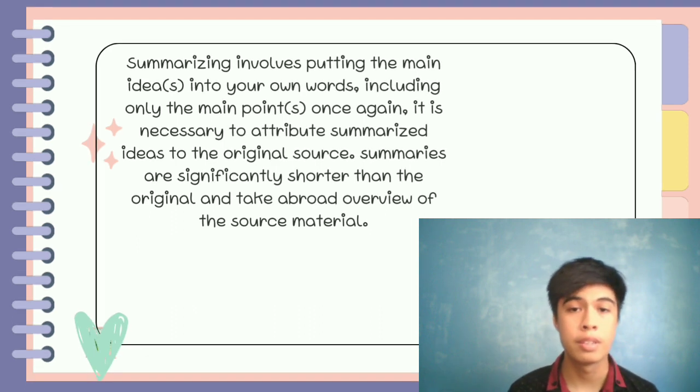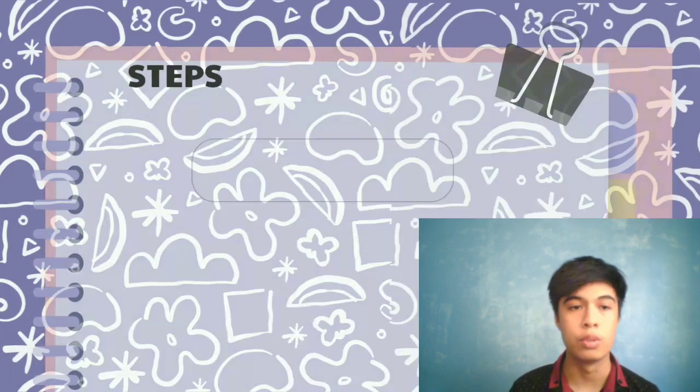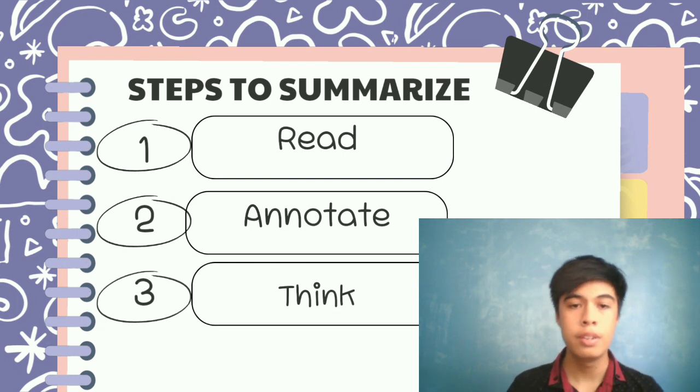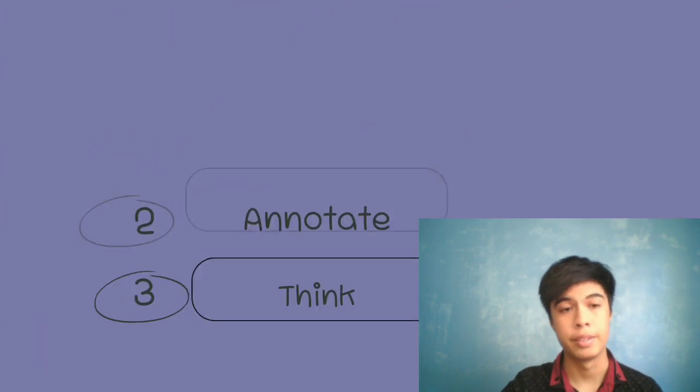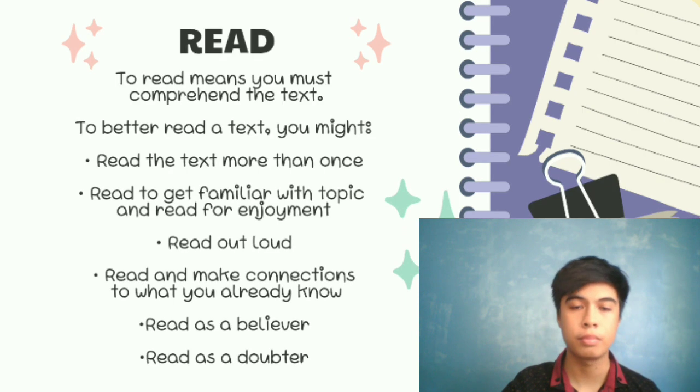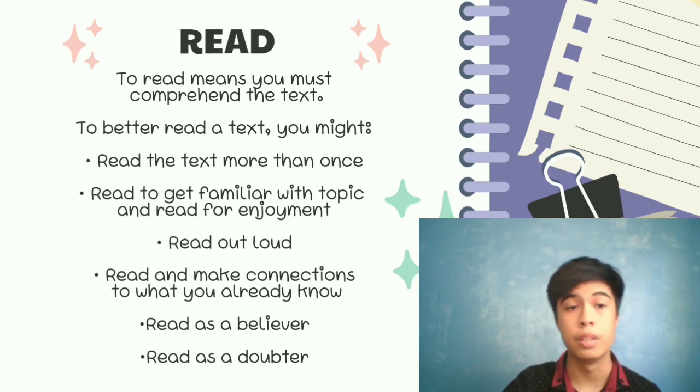Now that I discussed summarizing, let's proceed to the steps to summarize. There are 3 steps to summarize. The first one is read. To read means you must comprehend the text. It allows the reader to extract or construct meaning from the written word.